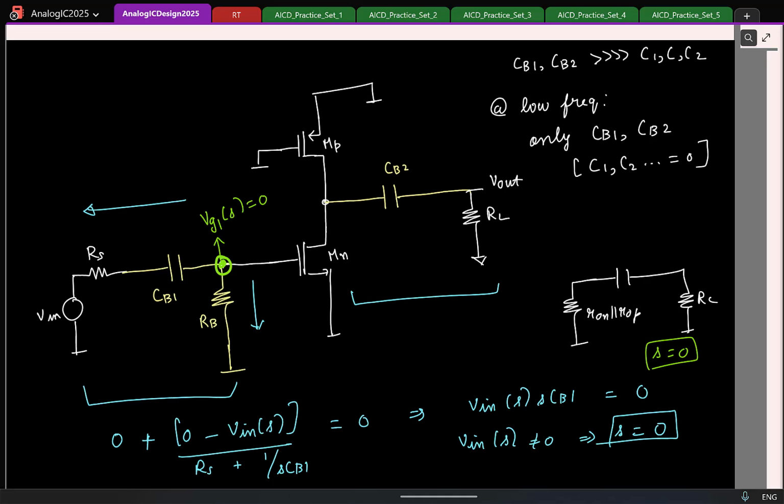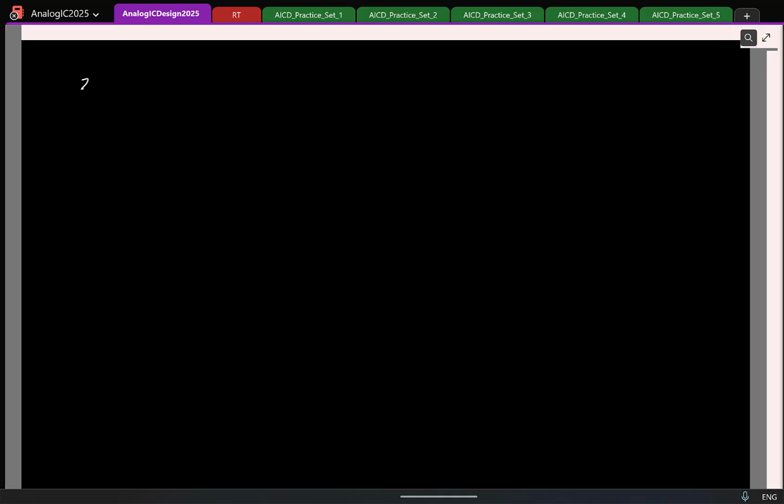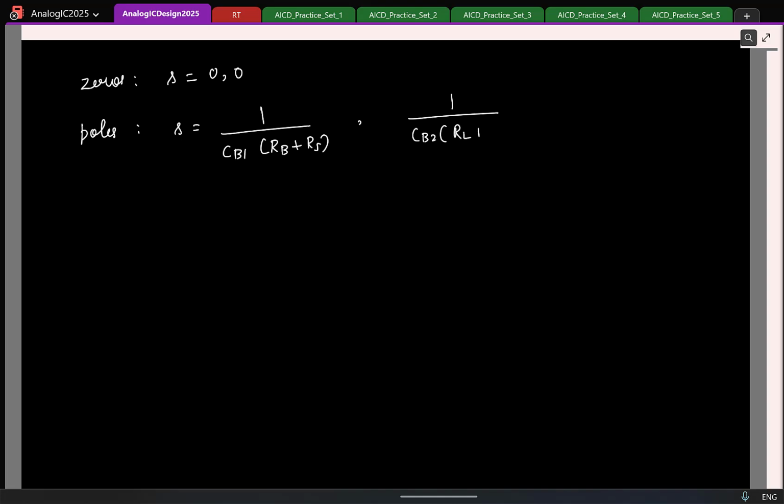So to summarize, what I have is the following. I have 2 zeros, both at S equal to 0, and I found that I have 2 poles. One was due to CB1, that was CB1 times I think RB plus RS, and CB2 times RL plus R0N parallel R0P.